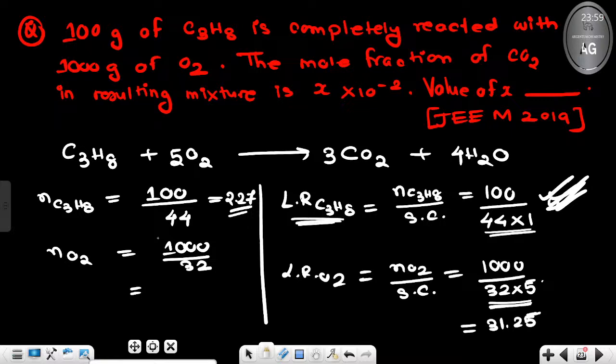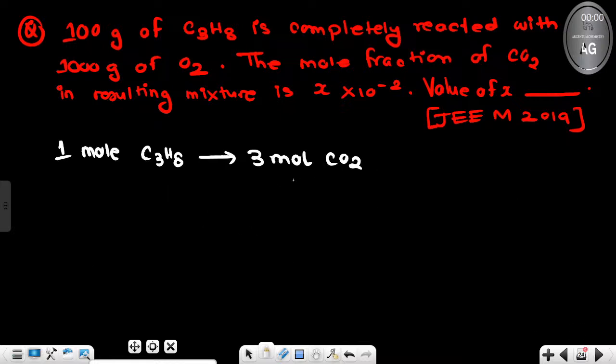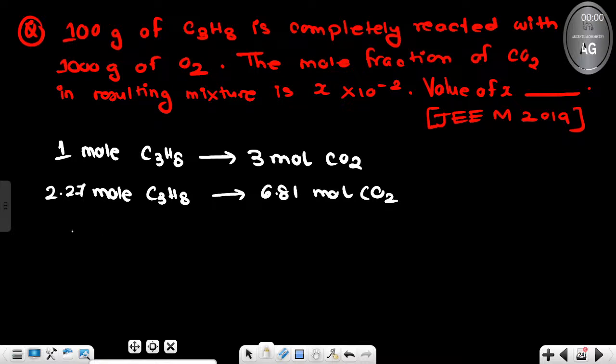This value also need to calculate. Now this will come 11 point something as I'm getting. 1000 divided by 32, right? 1000 divided by 32, 31.25. Write it over here, not this. 31.25. Done. So 2.27 mole C3H8 I will consider. So that will react to form how much? That will react to form 6.81 mole CO2. Done.